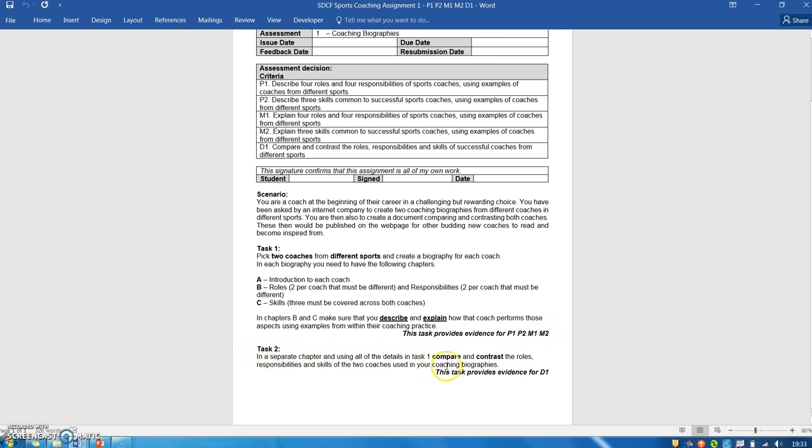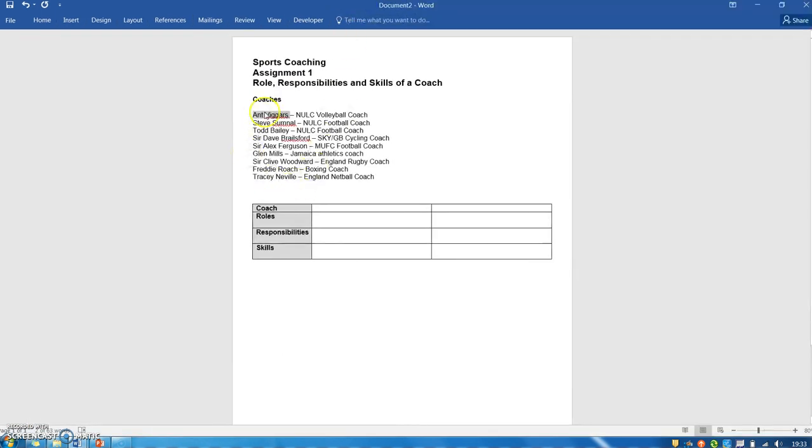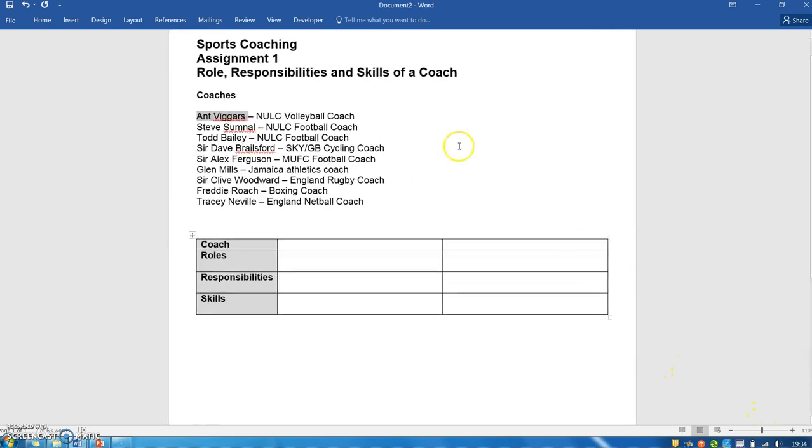Then in task number 2, you need to compare and contrast all of these roles, responsibilities and skills that you've illustrated across both coaches. And this forms your distinction criteria. Okay, so there's your assignment brief. And what I've done here is I've done a little bit of prep for you. So what I want you to do with regards to how you would best set out this sports coaching assignment.